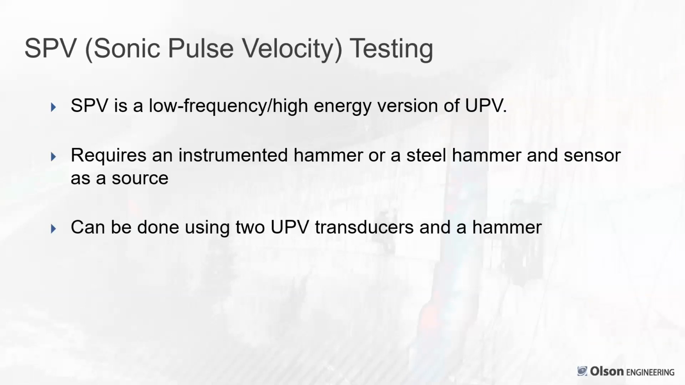So the sonic pulse velocity is a low frequency, high energy version of ultrasonic pulse velocity. You'd usually use an instrumented hammer or a steel hammer and a sensor nearby, like the pulse velocity transducer, as a source, and then a similar receiver on the other side. As mentioned, you can use two of these ultrasonic pulse velocity transducers and a simple hammer to do the testing.